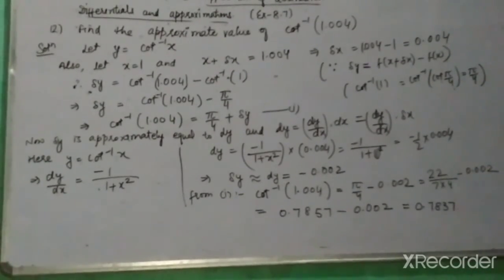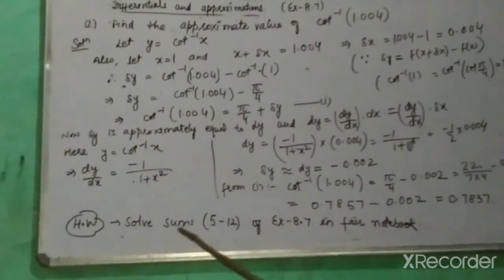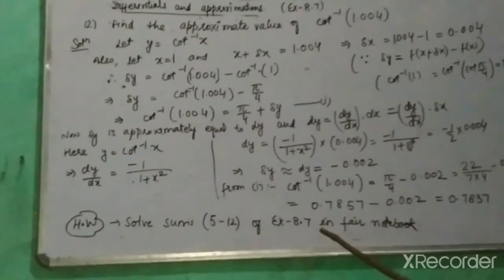Here our exercise finishes. I hope you understood all the sums. So today your homework is to solve sums 5 to 12, the 5th to 12th sum of exercise 8.7, in your fair notebook.